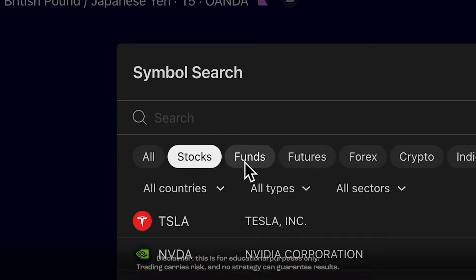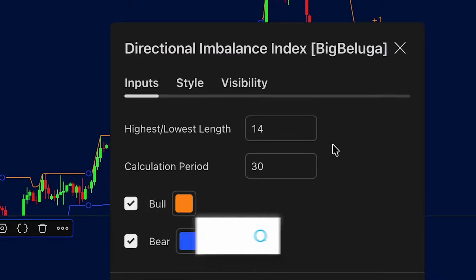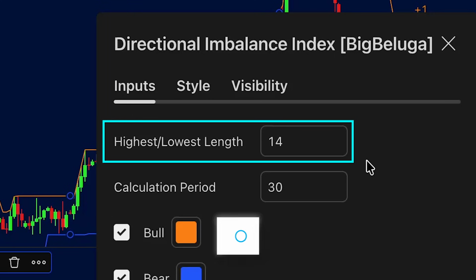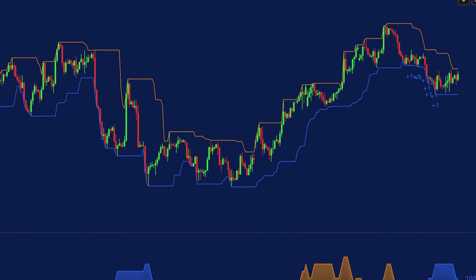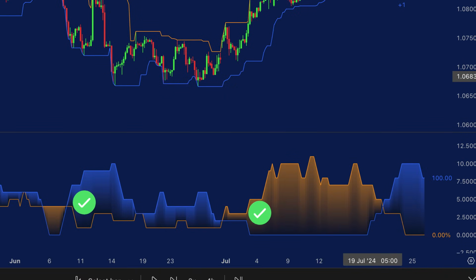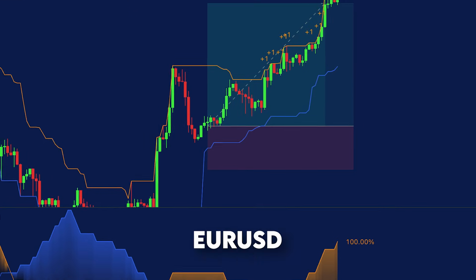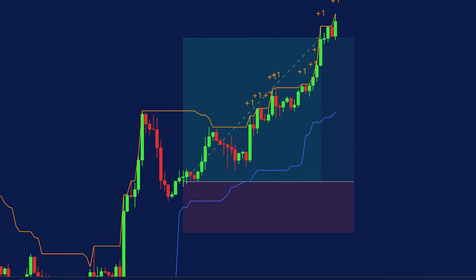Now, different markets need different sensitivity to match their natural momentum cycles. For forex pairs, use highest, lowest length of 14 and calculation period of 30. Forex trends develop over hours and days, so these settings give you reliable readings without too much noise. Focus on pairs like EURUSD and GBPUSD during major session overlaps.